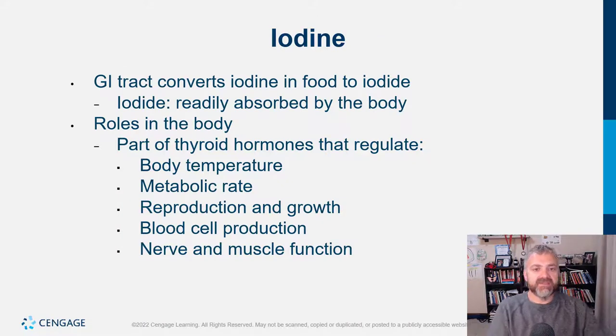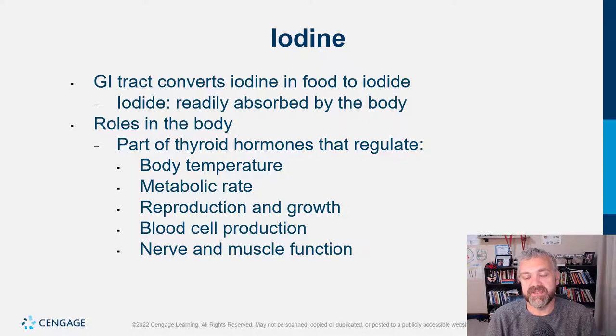All right, iodine. Iodine's an important one, mainly because we need it to make thyroid hormone. Thyroid hormone is made out of the amino acid tyrosine plus the mineral iodine. It's actually iodide by the time we use it, but I just like to call it iodine. So the GI tract converts iodine that's in your food into what's called iodide, and iodide is what's absorbed by the body.